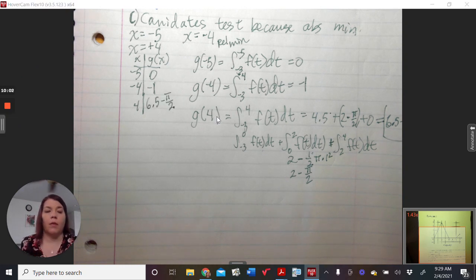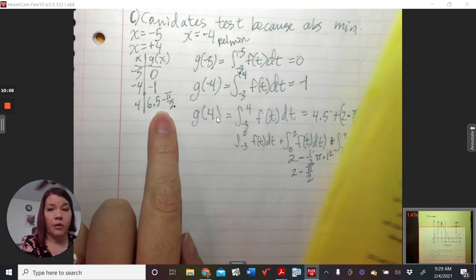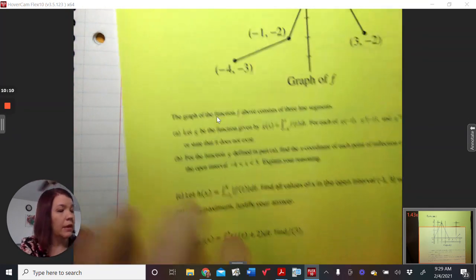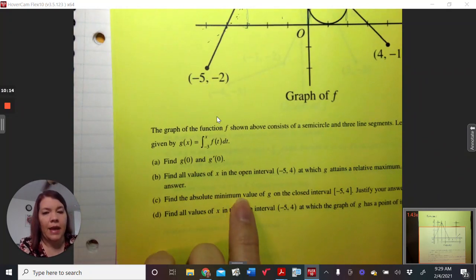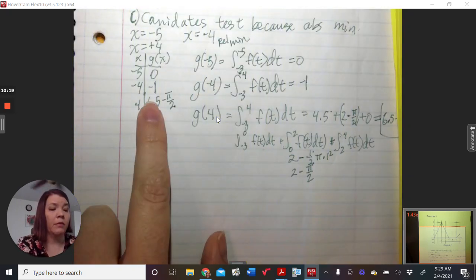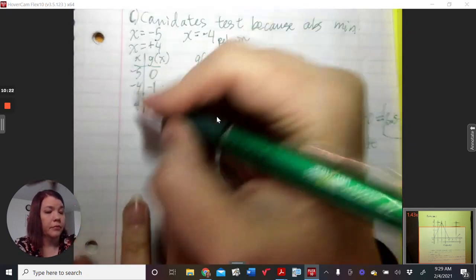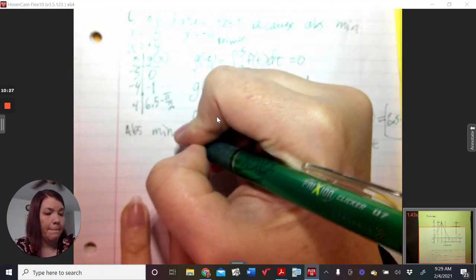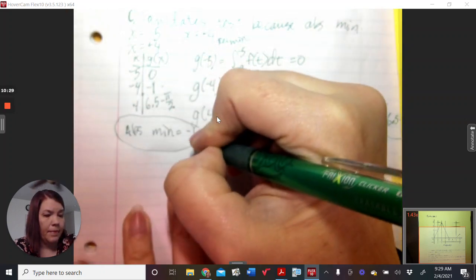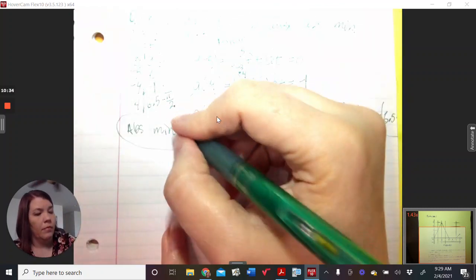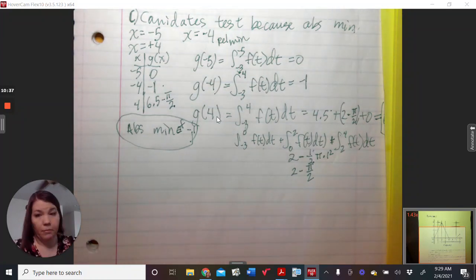Okay, let's go back to the question. So I wrote this over here, 6.5 minus pi halves. Wait, that's our question. Find the absolute min of G on the closed interval. It wants to know the absolute minimum value, which is -1. Okay, that's that.